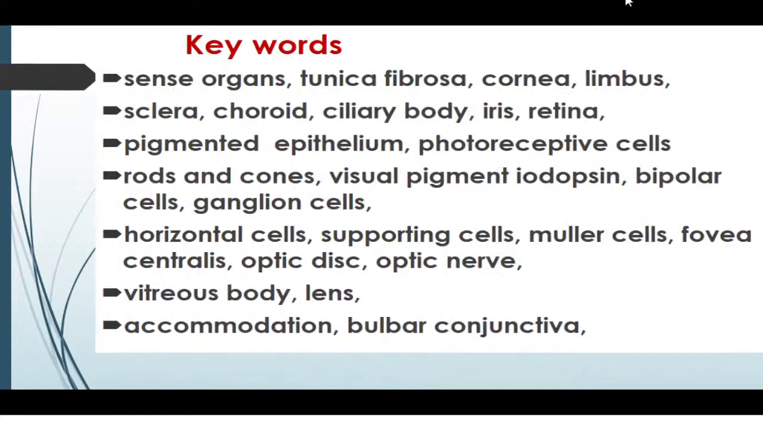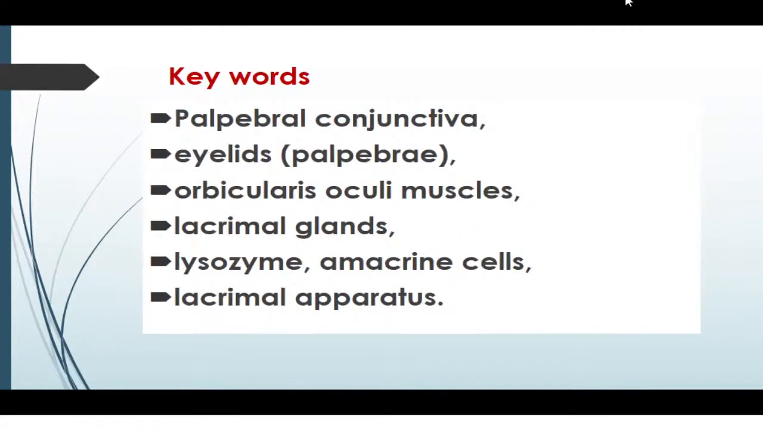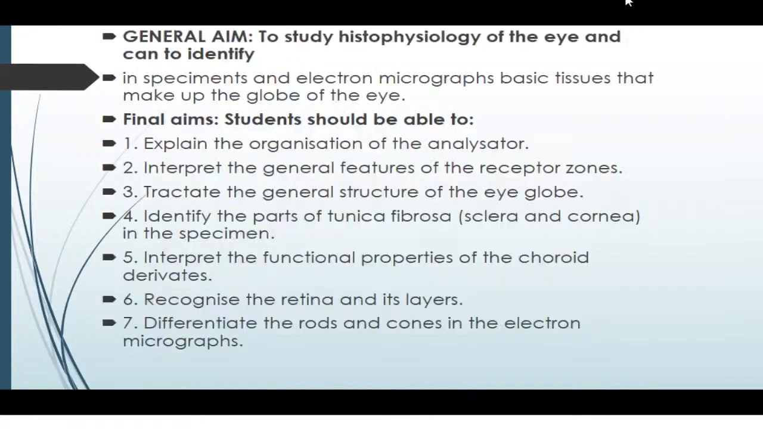You need to know the main keywords for identification, to remind you of this knowledge after some time. For example: sense organs, tunica fibrosa, cornea, limbus, sclera, choroid, ciliary body, iris, retina, pigmented epithelium, photoreceptive cells, rods and cones, visual pigment, iodopsin, bipolar cells, ganglion cells, horizontal cells, Müller cells, fovea, vitreous body, optic disc, optic nerve, and some other supporting terms of the oculus, eye, and organ of hearing.